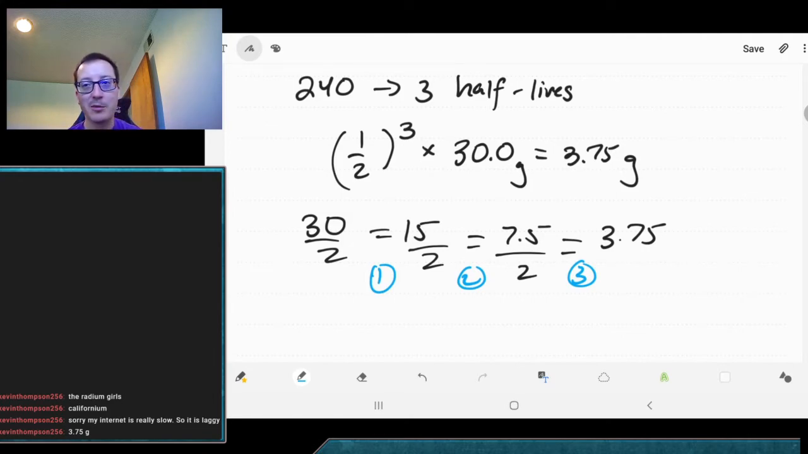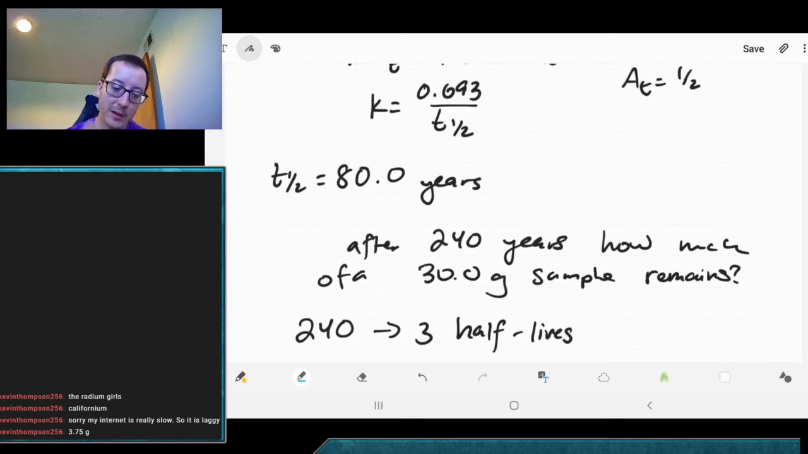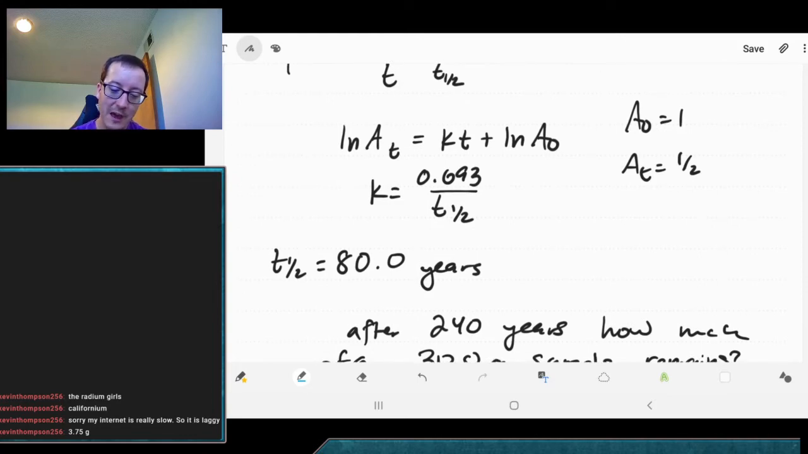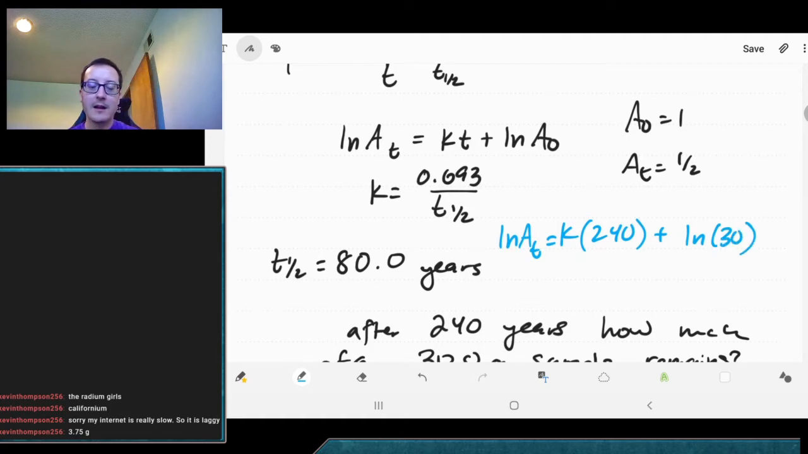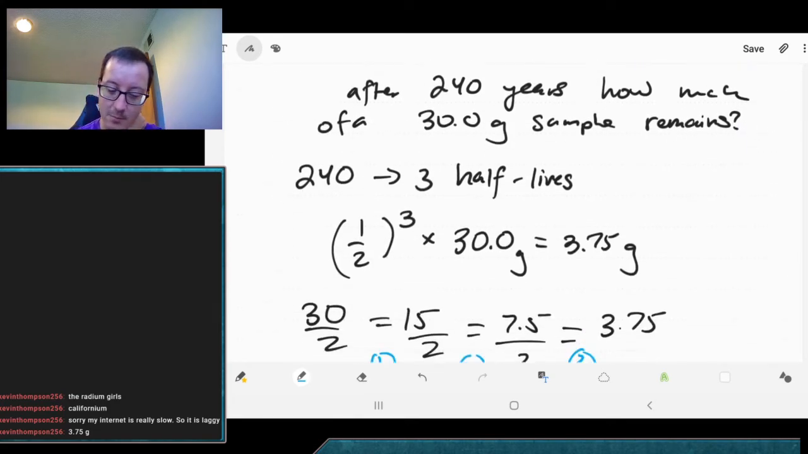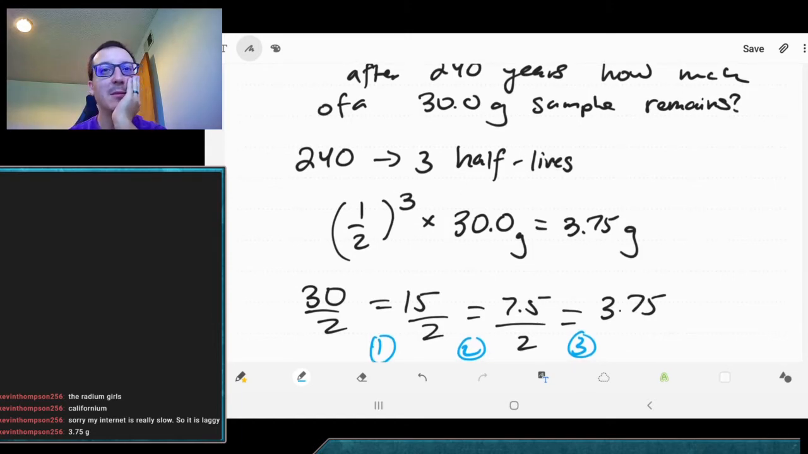So calculations for this tend to be pretty easy for nuclear chemistry. But again, if you really wanted, you could take your half-life, plug it in here, calculate k. Once you have k, you can say, okay, k times 240 plus natural log of 30. And you could figure out the natural log of your substance remaining, and then if you were to solve for that, you would get 3.75. But who wants to do that? Kevin wants to do that, but the rest of us can just do normal basic math. So we can be easy about it. Okay? Half-life is pretty boring.